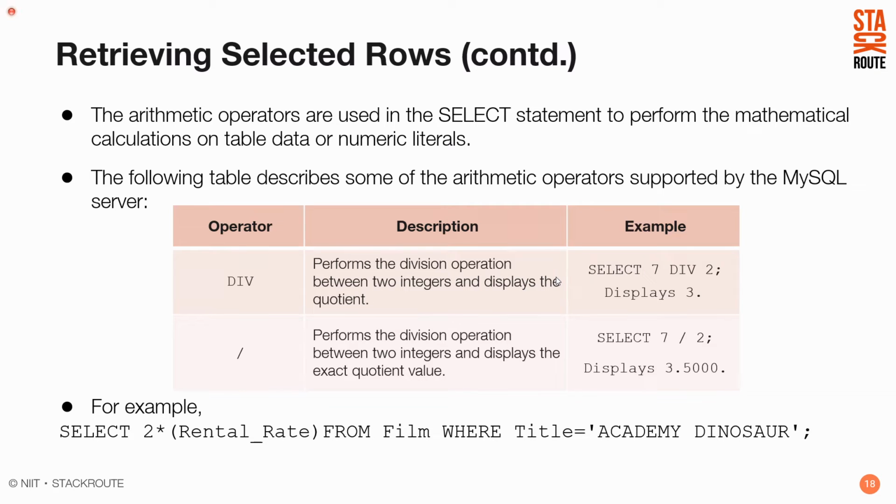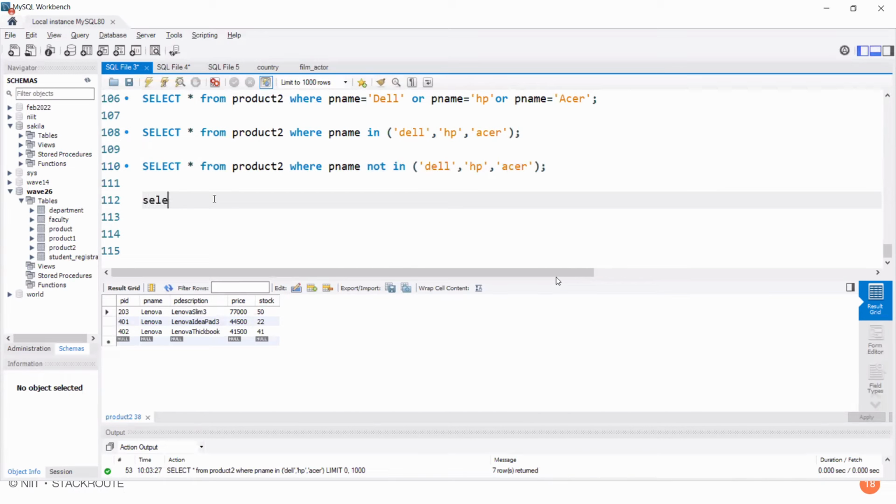Arithmetic operators are used in select statement to perform mathematical calculation. So I can use all the arithmetic operators, including DIV. I can use DIV or slash for division operator. So 2 into rental rate from film where whatever. So select price, comma, price minus 100 from product.